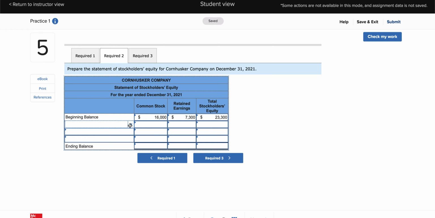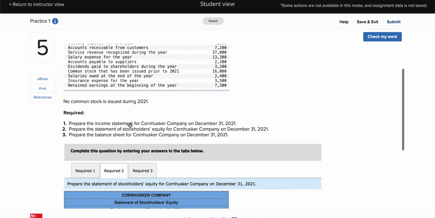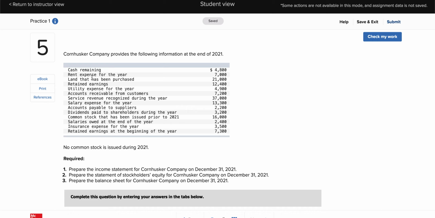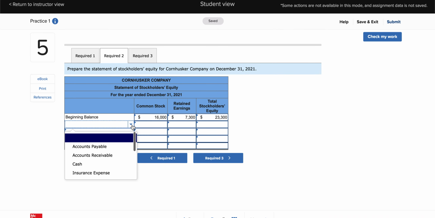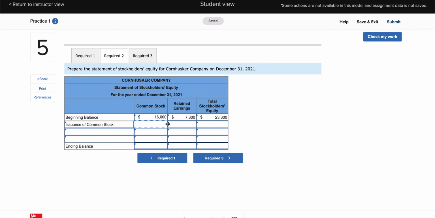The next thing I want is to look to see if there was any stock issued. So cash. I don't see any new stock issues. So this is going to be issuance of common stock. That's going to be zero.